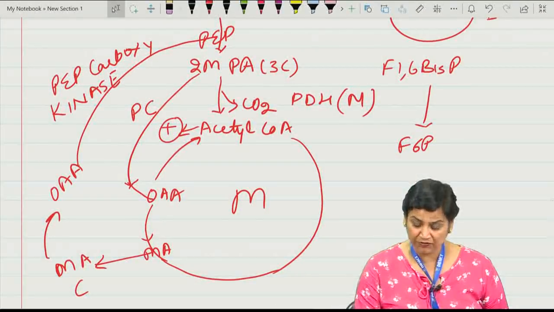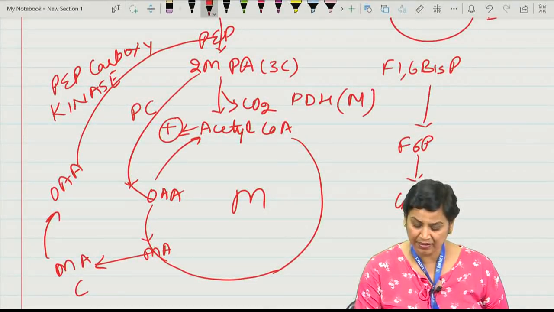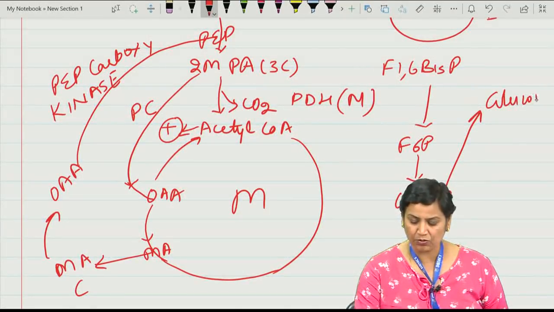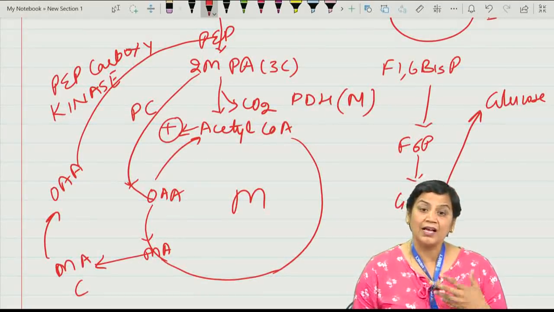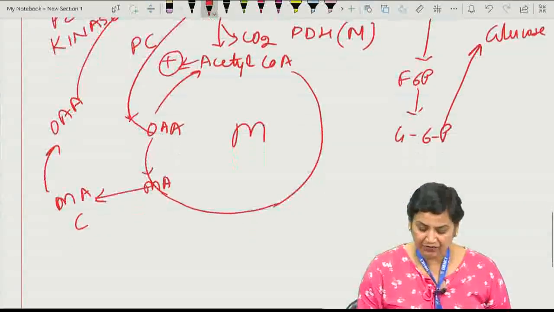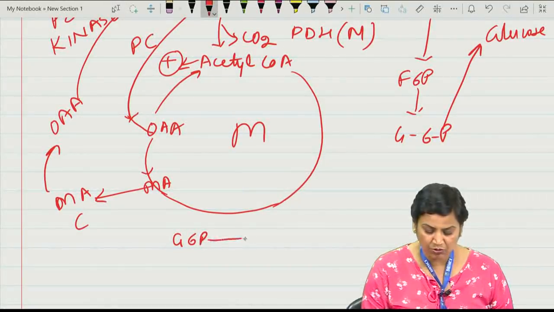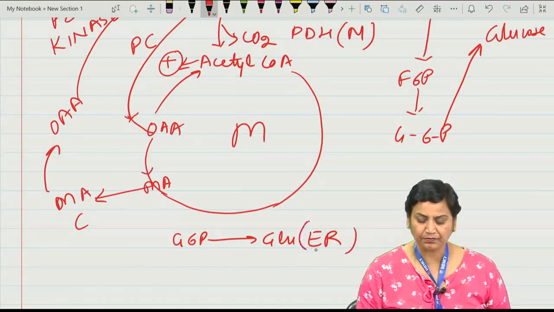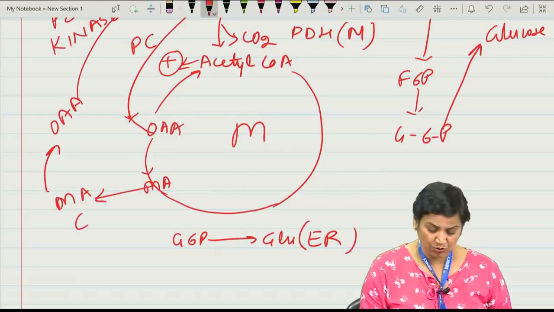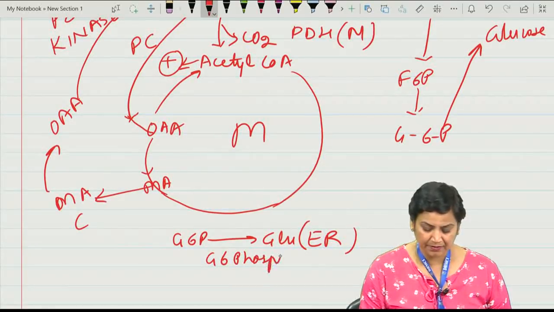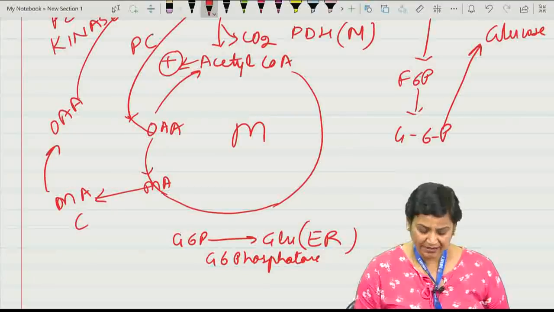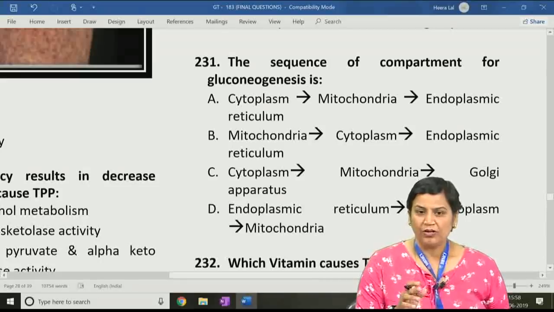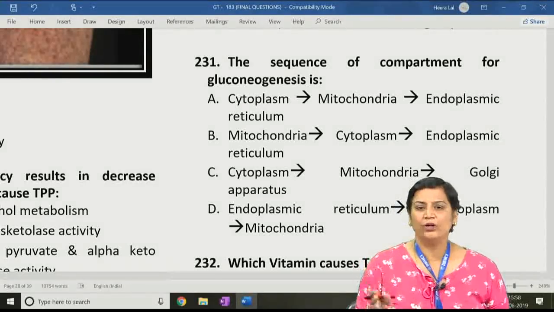Now this fructose 6-phosphate will be converted into glucose 6-phosphate, and this glucose 6-phosphate will be converted into glucose. So you can say last reaction in which there is conversion of glucose 6-phosphate to glucose, this takes place in the endoplasmic reticulum. Enzyme is glucose 6-phosphatase. So we can say in gluconeogenesis, mitochondria to cytoplasm to endoplasmic reticulum.